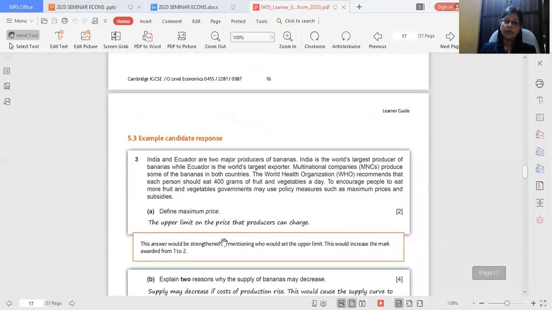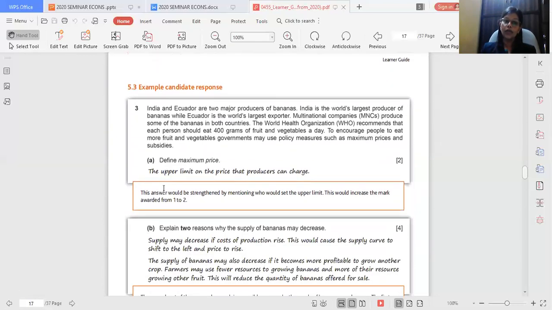So this will be the third one. We are going to look into the example candidate response. You see, define maximum price: the upper limit on the price that producers can charge. What will be their comment? This answer will be strengthened by mentioning who will set the upper limit. This will increase the mark awarded from 1 to 2.